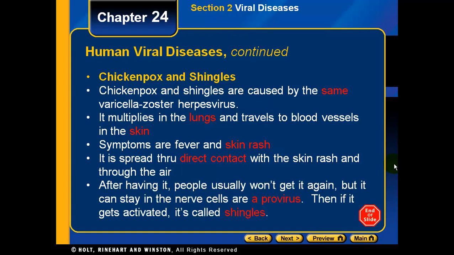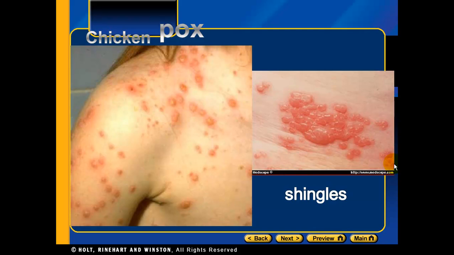After having it, people usually won't get it again, but it can stay in the nerve cells as a provirus. Then, if it gets activated, it is called shingles, and that is a lot worse than having just the chickenpox. There are now vaccines that you get when you were little, so like my kids will never have chickenpox. There's an example of chickenpox there with all the different bumps, and they're itchy, that rash, and then shingles is worse as it's pus filled.